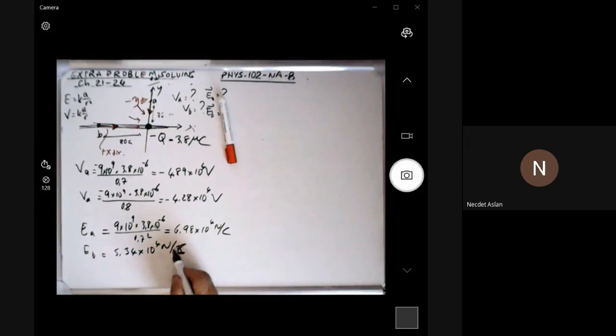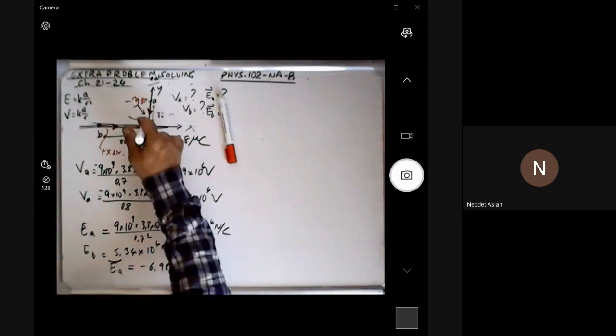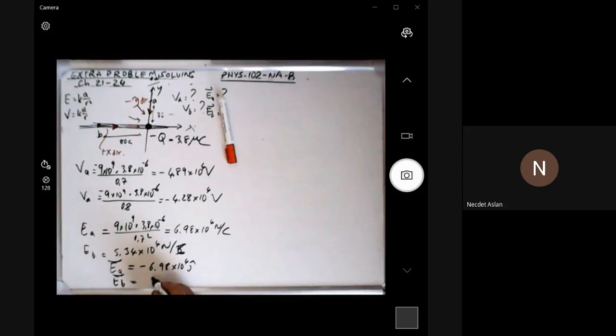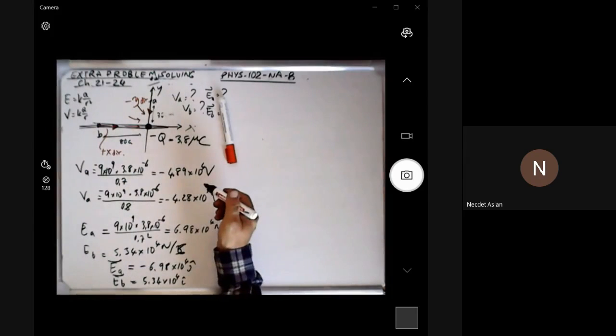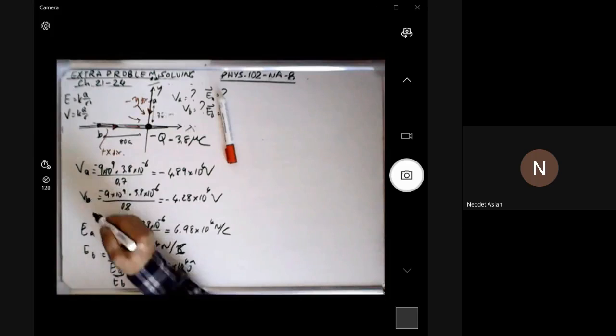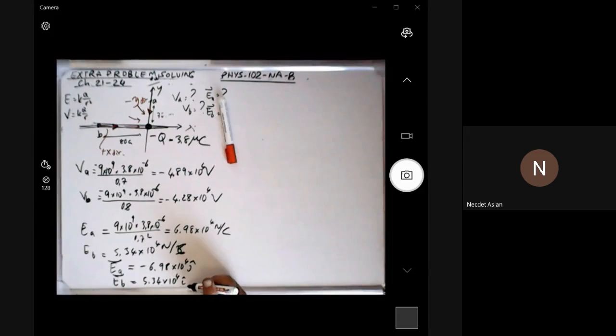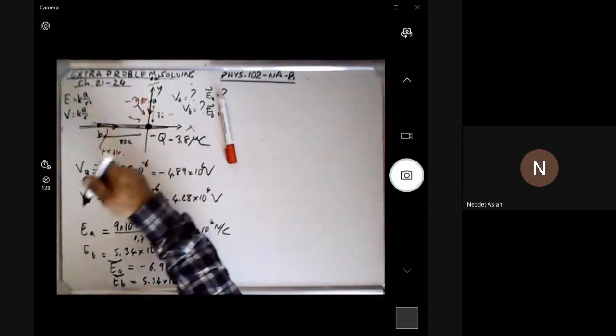So if you write the electric field in vector form, EA is minus 6.98 times 10 to the 4 J, because it's in the negative J direction, but EB is in the positive X direction, so it's 5.34 times 10 to the 4 I. Now we can get VA minus VB, so this was VA and this was VB, by the way, or get the electric fields. So the electric field is given by that in the minus J direction and positive X direction.